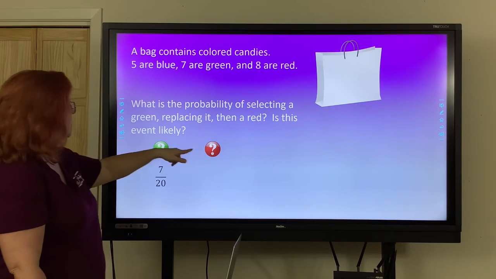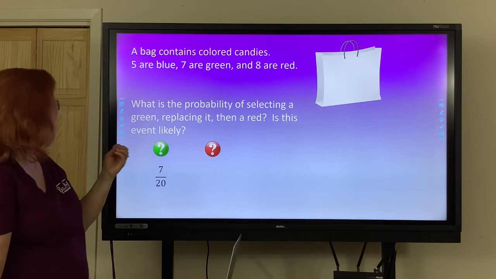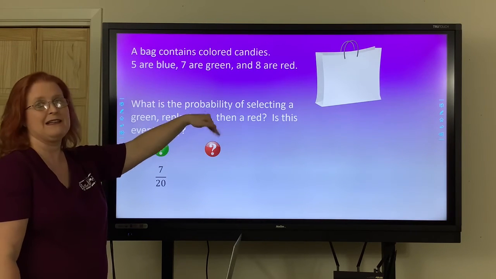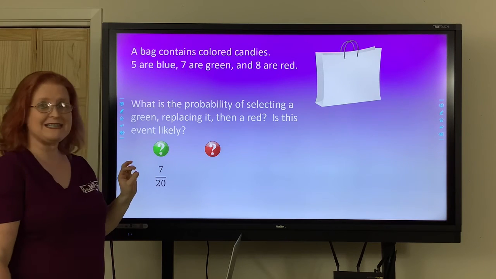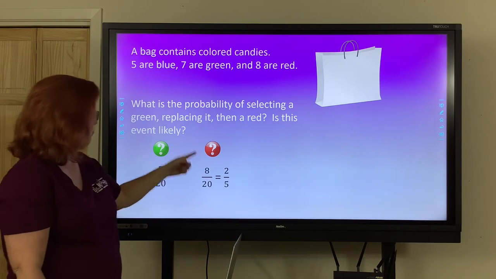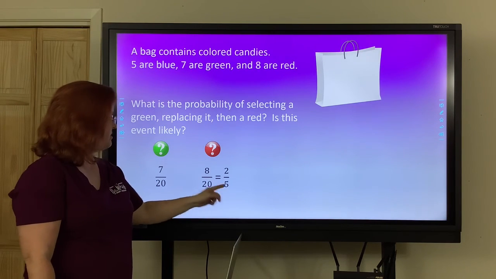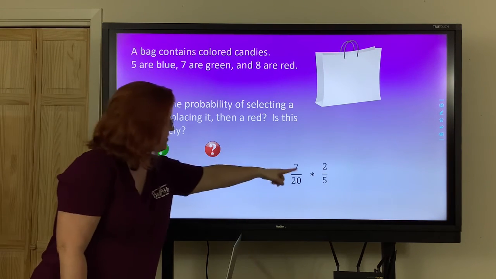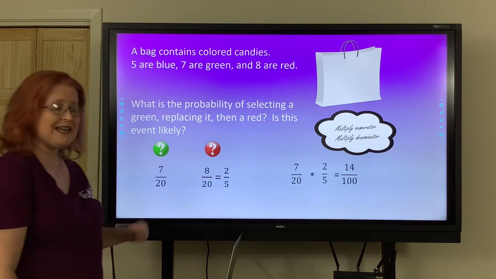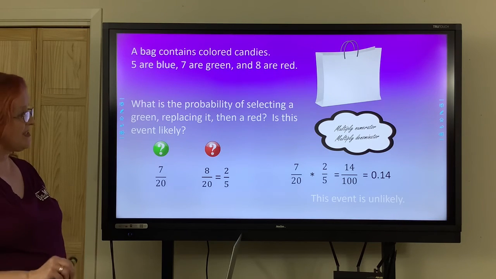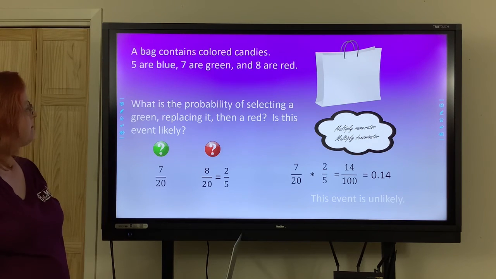Then we need to figure out what is our probability of selecting a red. Now, what we need to know on the red is, did that green go back in the bag? And it did, because it says we replaced it. So then there are 8 out of 20 reds. 8 out of 20 reduces to be 2/5. And so when we multiply our fractions, we get 7 out of 20 times 2/5, which is 14 out of 100. And you can make that a decimal or you can make it a percent. But 14 out of 100 is very low probability, so it is unlikely to happen.